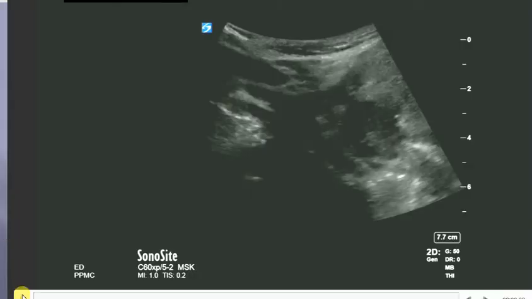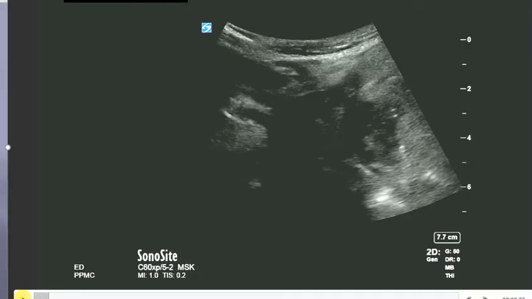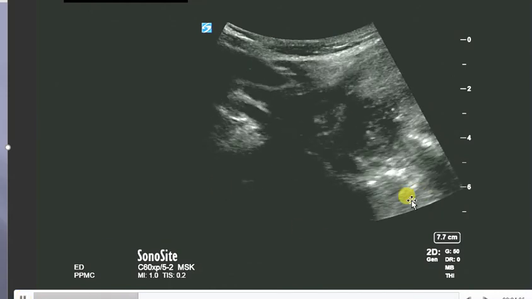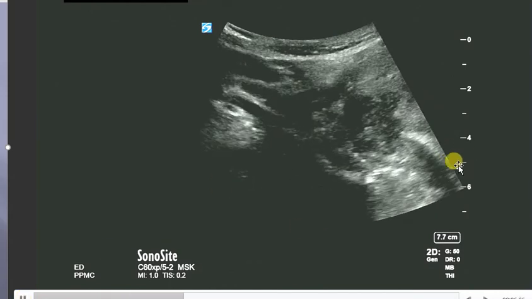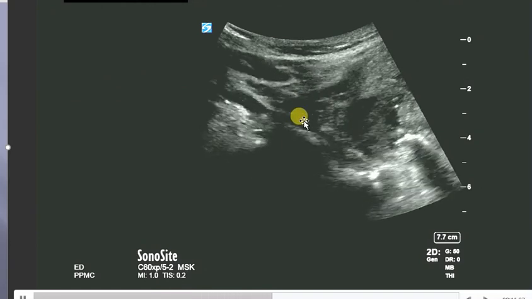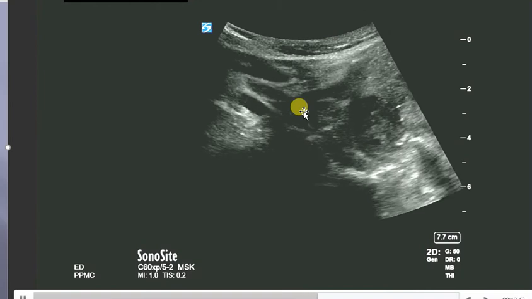This is what it looks like on video. The patient is speaking a little bit during this clip, but you can see her tongue moving here. And here is the abscess. And here is the artery posteriorly.